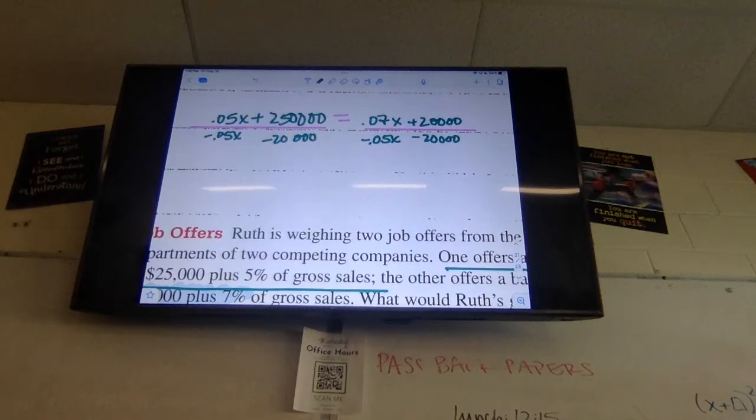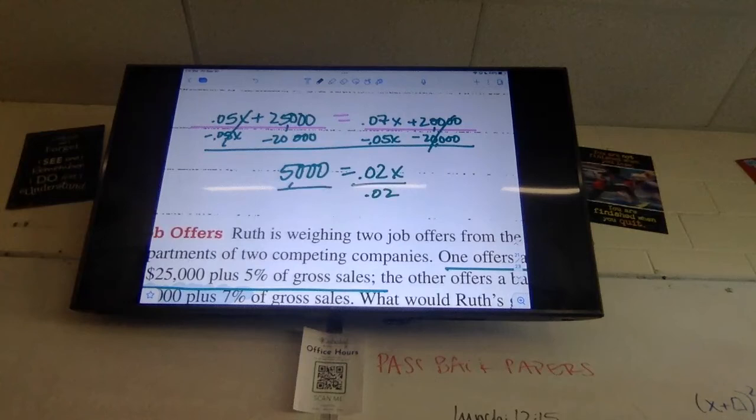I think I've got too many zeros in this 25,000. There we go, that was better. So I get 5,000 equals 0.02x. Then I can divide by 0.02, and x will equal 250,000.